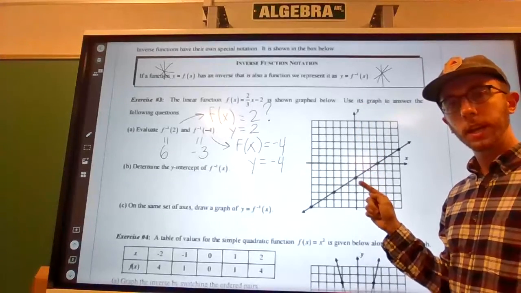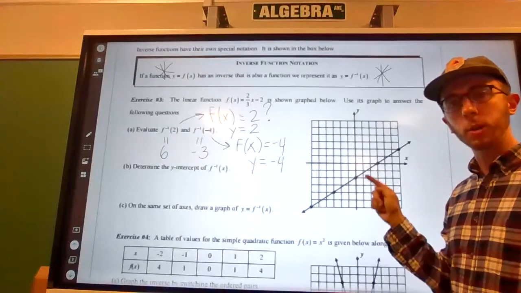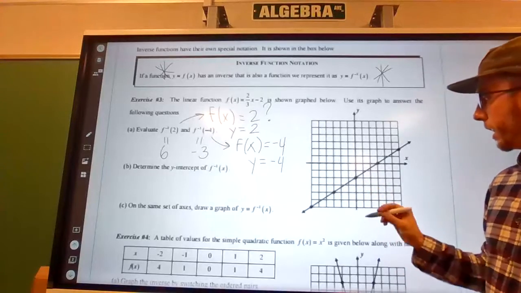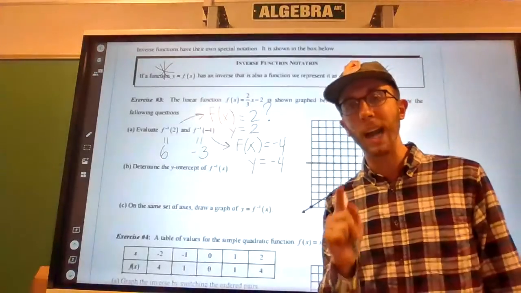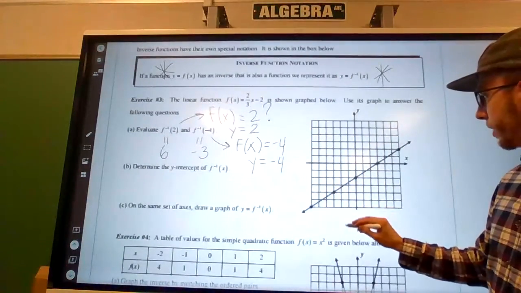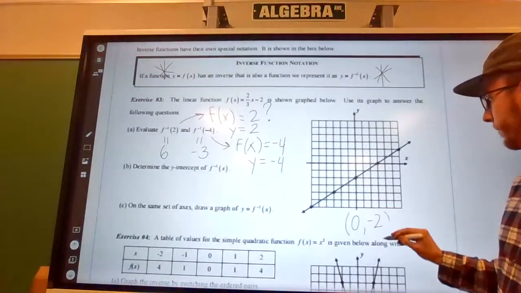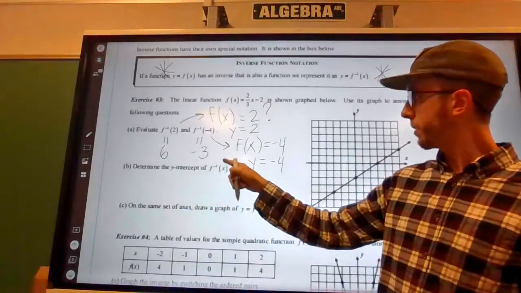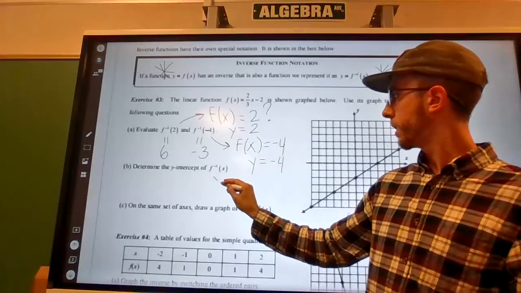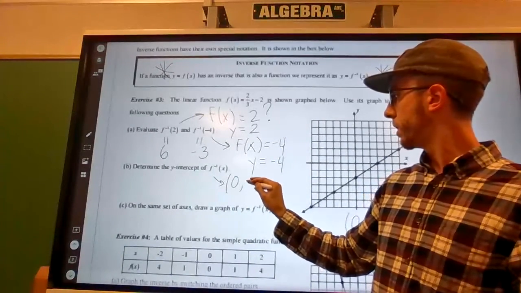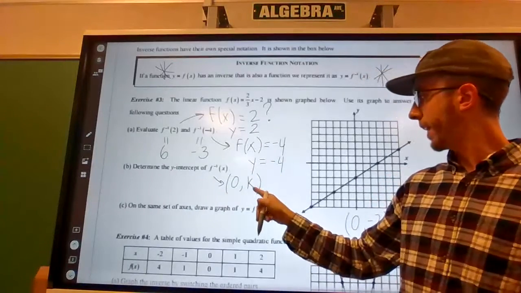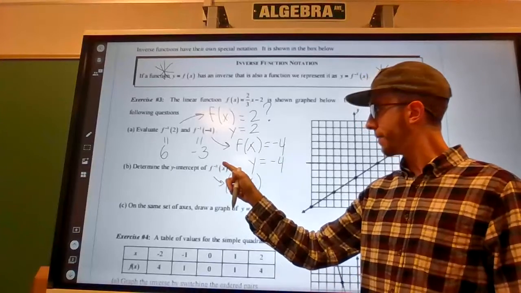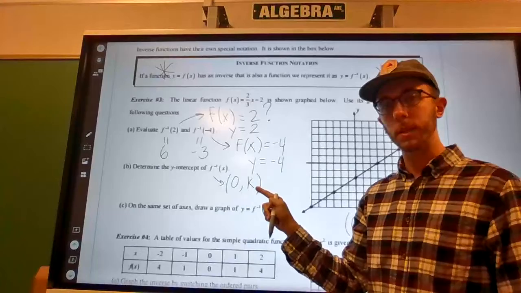This right here is the y-intercept of our original function. And what's true at this point? That's right, for every y-intercept, the x value is 0. The x value is 0 here. So the y-intercept of f inverse of x is the point (0, k). I'm just going to call that k because we don't know what that is. That's some unknown number right now.